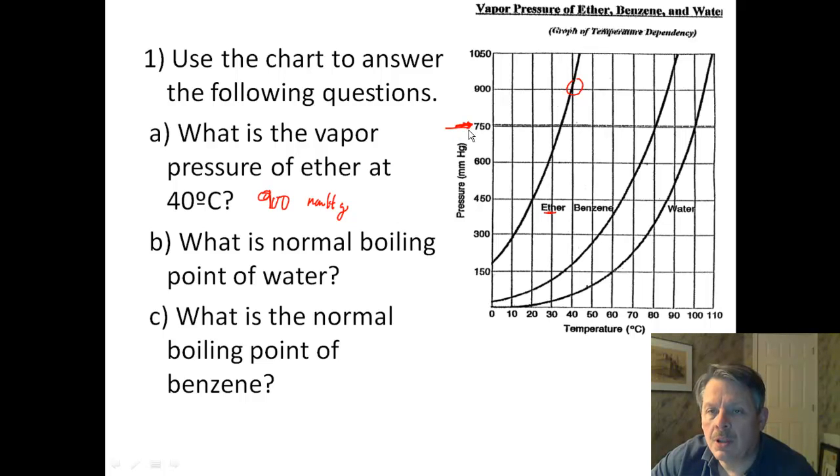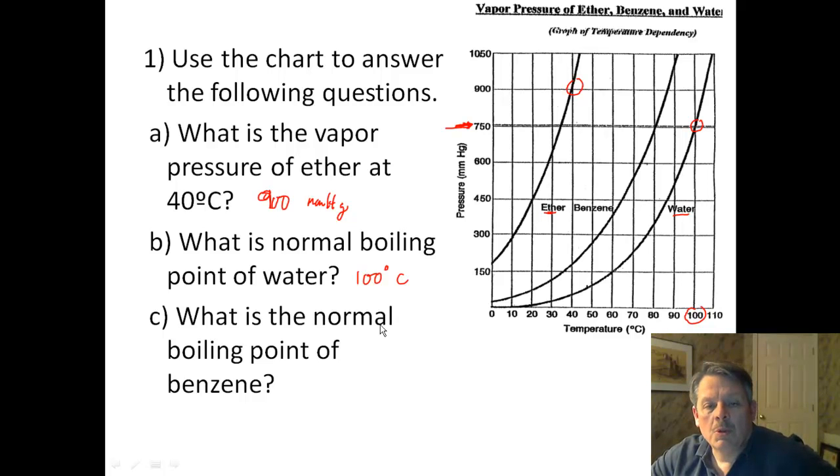What's the normal boiling point of water? Well, it's going to be on this line. Now I have to look for water. Water's this third curve over here. So we see where it crosses this line, and it crosses at 100 degrees Celsius, which is what we would expect, right? So that's kind of how you read the graph. Graph isn't rocket science. You should be able to read the graph.